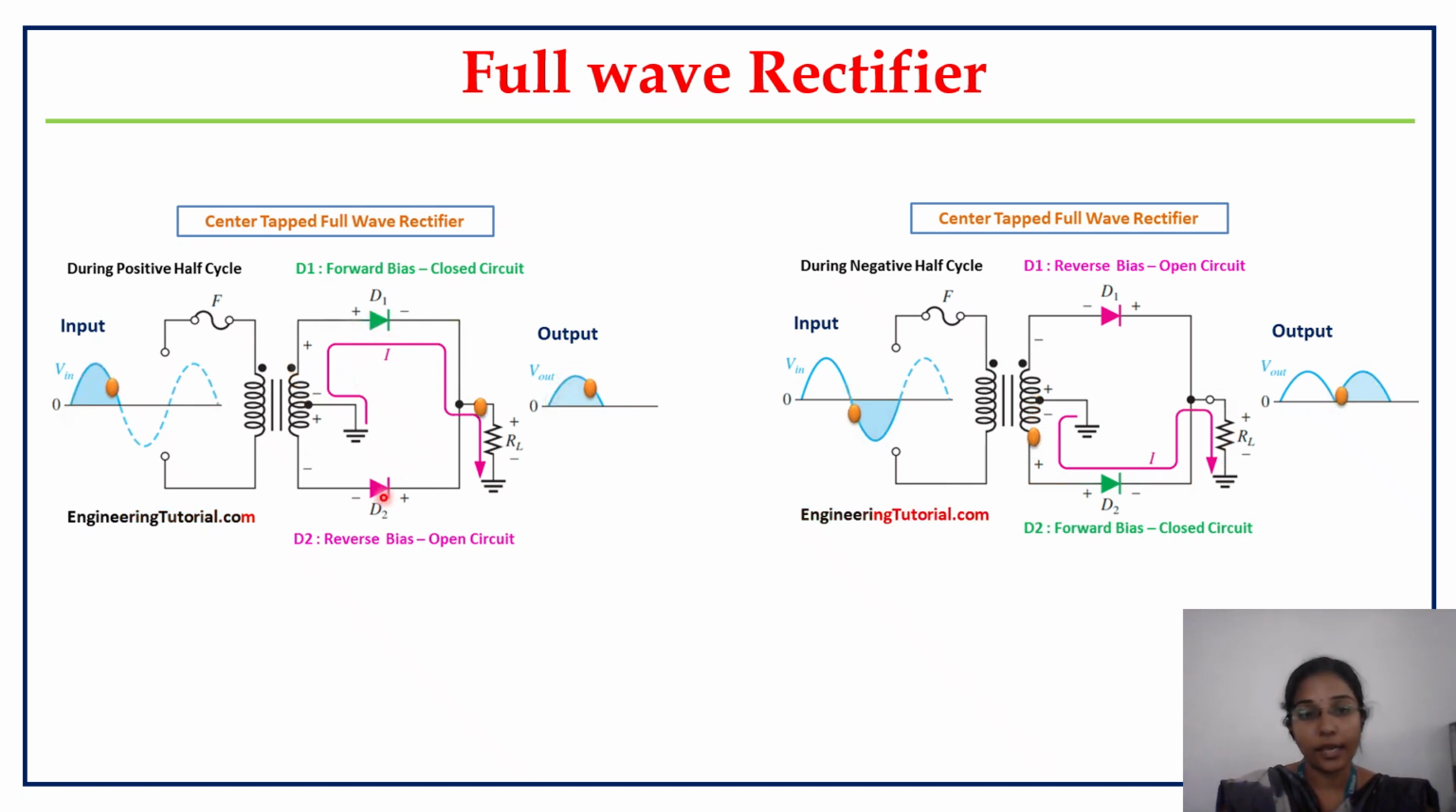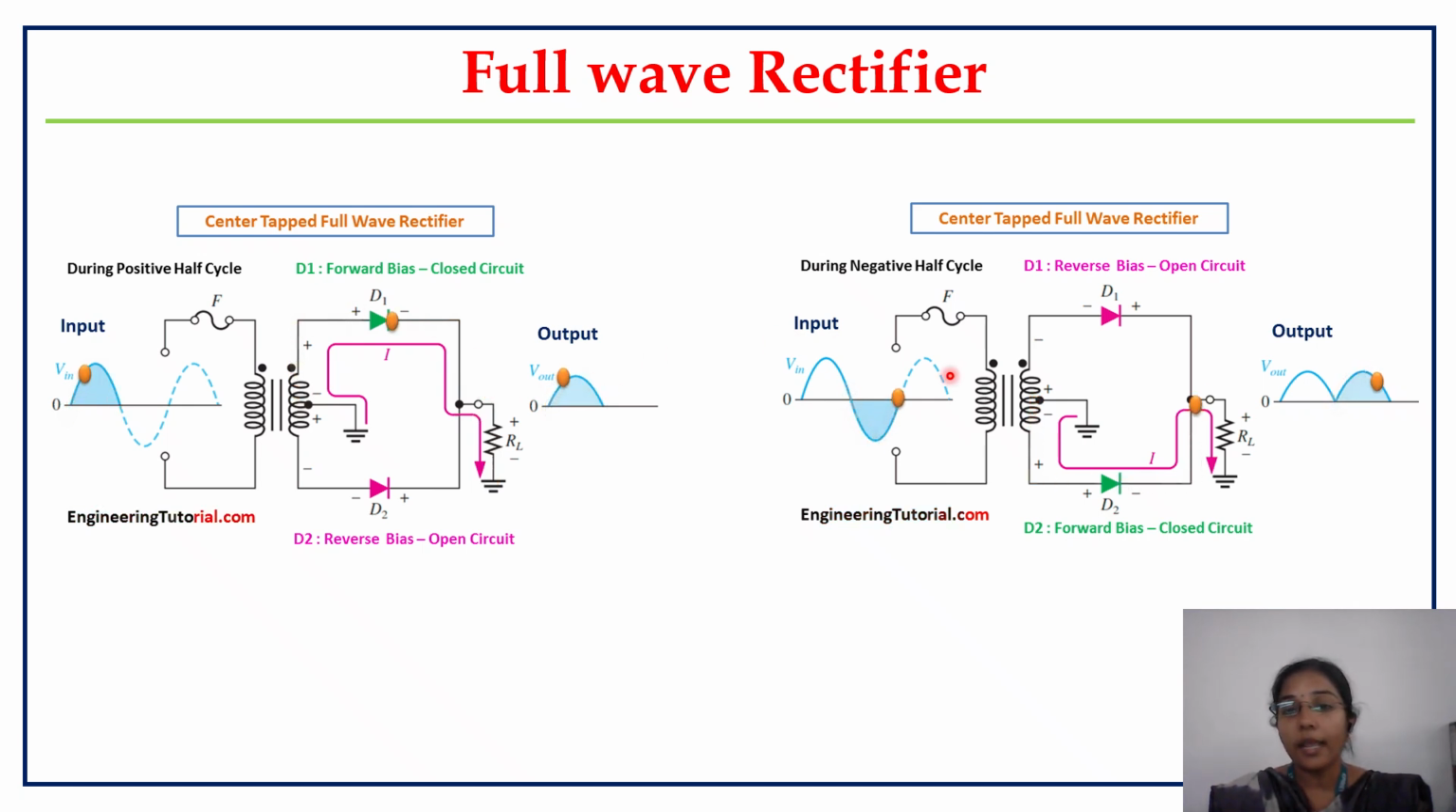This circuit has two diodes, and I am giving the positive half of my input signal to this transformer. When the positive cycle of the input enters, diode D1 will be in forward bias and diode D2 will go to reverse bias. In that condition, what happens? I will have only the positive signal at the output.